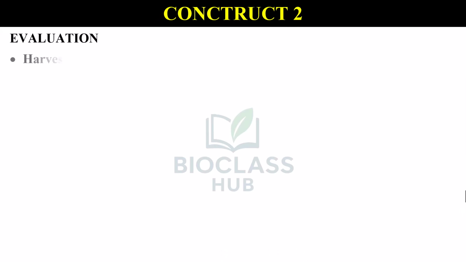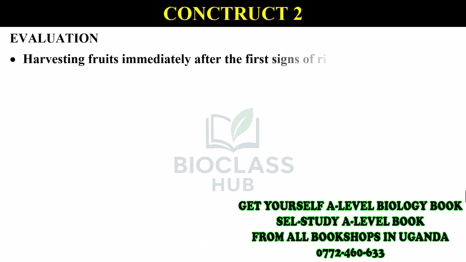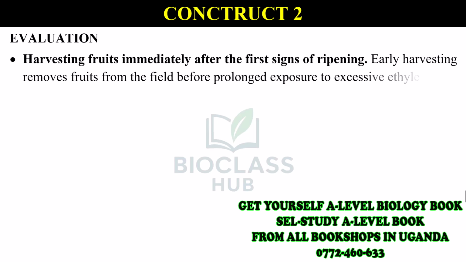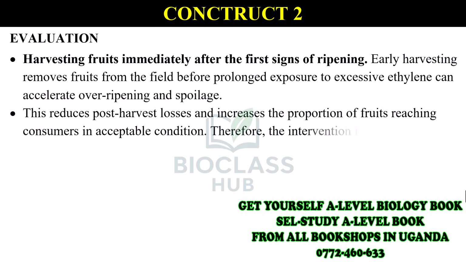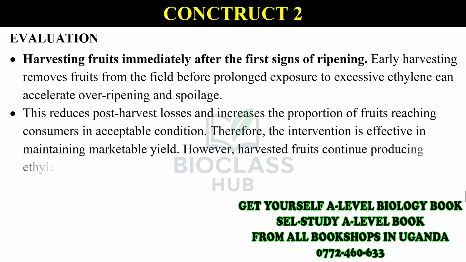Evaluation. Harvesting fruits immediately after the first signs of ripening. Early harvesting removes fruits from the field before prolonged exposure to excessive ethylene can accelerate over-ripening and spoilage. This reduces post-harvest losses and increases the proportion of fruits reaching consumers in acceptable condition. Therefore, the intervention is effective in maintaining marketable yield.